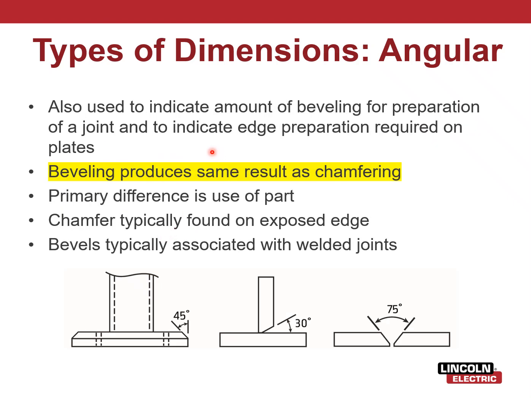Angular, continued. Also used to indicate the amount of beveling or chamfering. The primary difference between chamfers and bevels: the process to make them is going to be the same. The only difference really is that on a bevel, that's typically where you're going to weld, and a chamfer is typically on an edge, like an alternative to doing a radiused edge. So again, chamfer is typically found on the exposed edge, and bevels are typically associated with welded joints, like this butt joint right here.